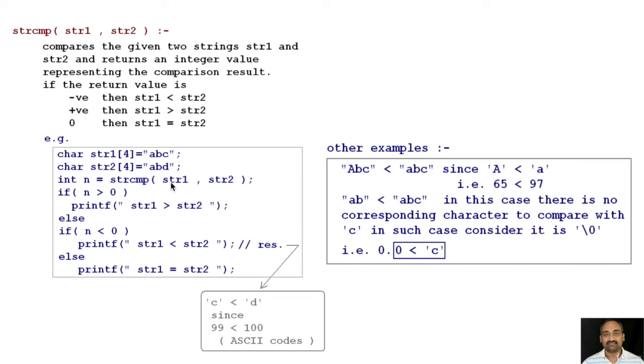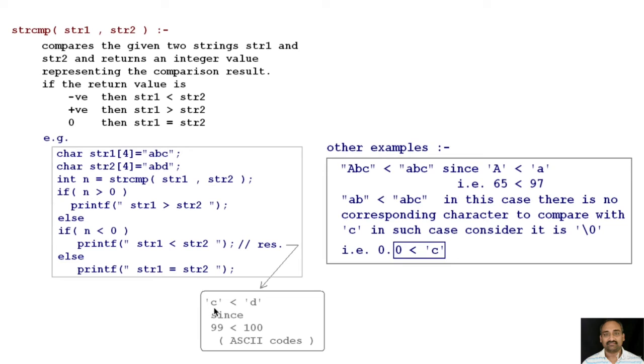So when we say strcmp of str1 comma str2, it returns a positive value if str1 is greater than str2, a negative value when str1 is less than str2, and 0 when both are equal. Internally, the return value will be the difference between these ASCII codes itself. Just to understand that C is less than D: the C ASCII code is 99 and the small d ASCII code is 100, so 99 is less than 100, hence C will be less than D.